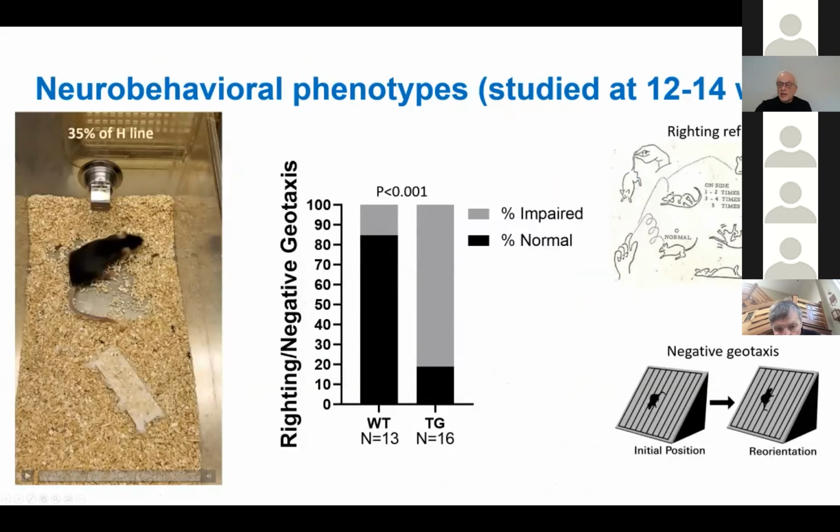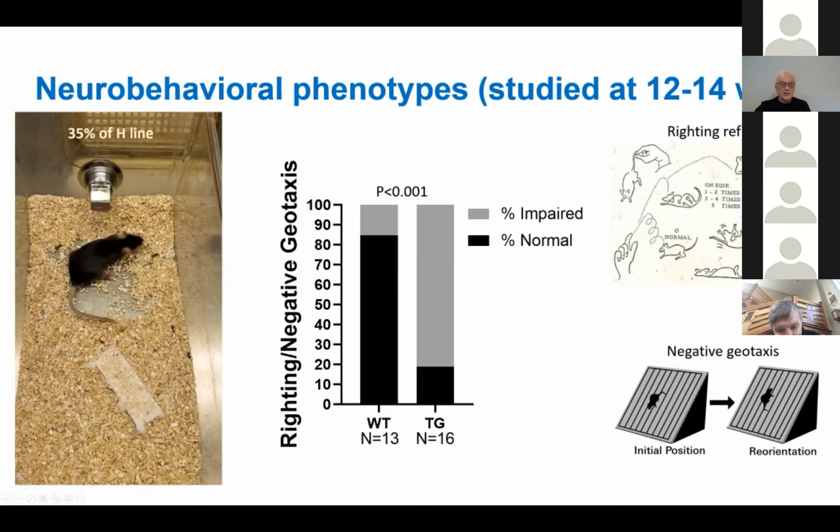So here are some of the behavioral abnormalities. The righting reflex is if you take the mouse and throw it on its back, before it lands, it will essentially turn itself upright and land on its feet. Negative geotaxis is when you point the mouse on an inclined plane downwards, it will turn around and start climbing back up. That's called the negative geotaxis reflex. As you can see, most of the transgenic mice have abnormalities in geotaxis or in righting, and that's relatively rare in the wild-type mice.